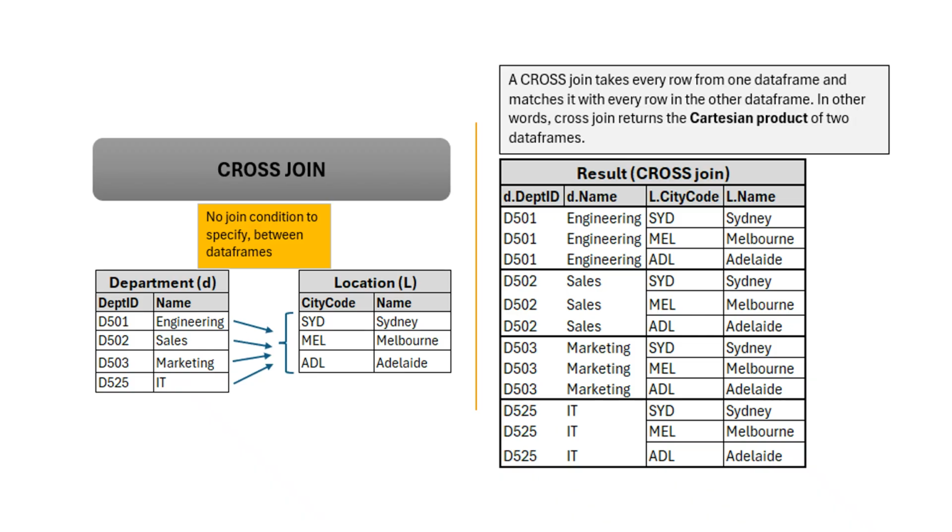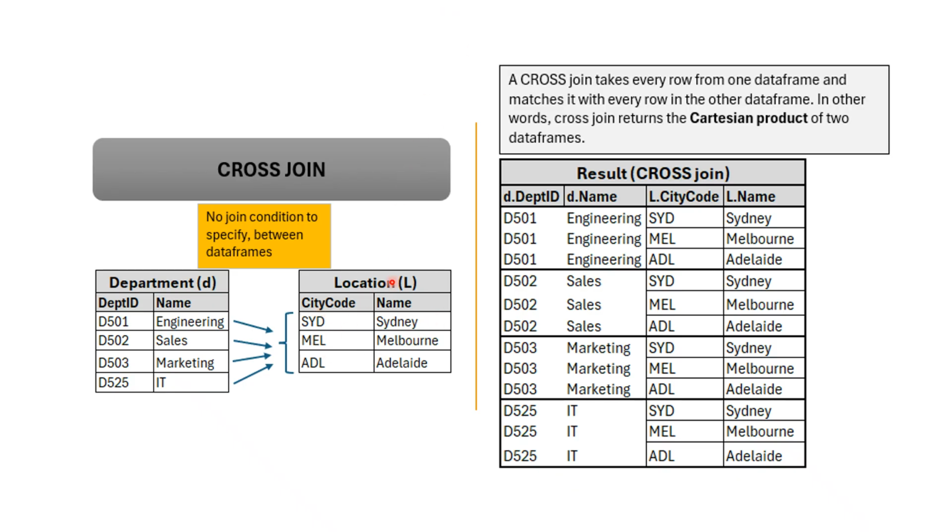Now, here is where things get interesting. Cross-join handles the situation completely differently. So to explain the cross join, we will use department data frame and location data frame. As you already know, department data frame has 4 rows and the location data frame has 3 rows. Now, when you apply a cross join between the department data frame and the location data frame, cross join returns every department paired with every location.